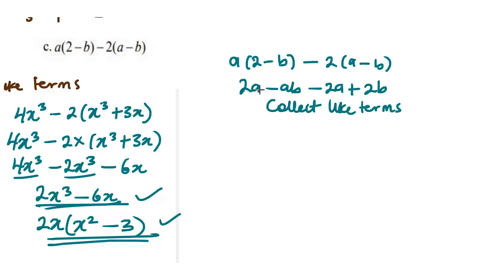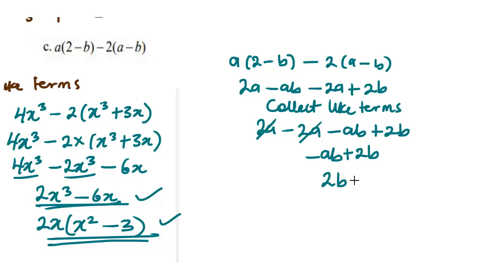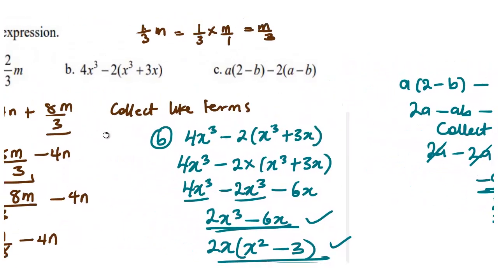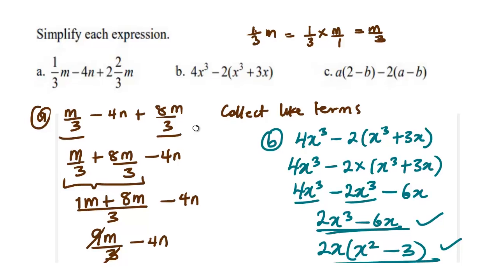So if you collect like terms, we have 2a minus 2a. Then what we have left is minus ab plus 2b. 2a minus 2a, they cancel out. Then we have minus ab plus 2b. So if we have minus ab plus 2b, we can rearrange it to give us 2b minus ab. So this and this are both correct for this particular simplified algebraic expression.